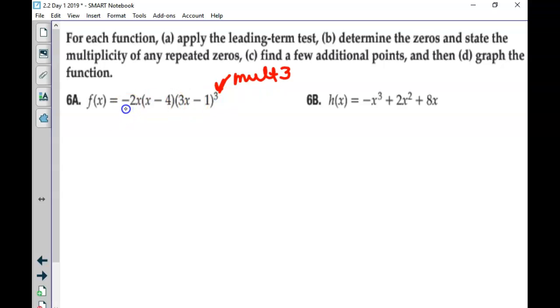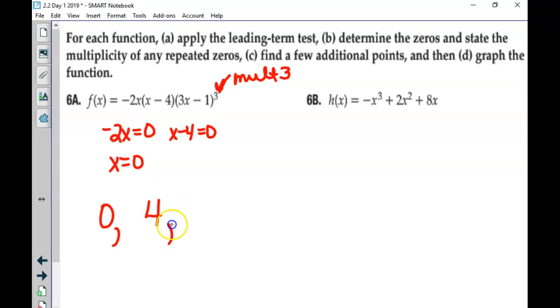Okay, so what are the zeros? Is -2 a 0? No. -2x would equal 0 when x was 0. The -2 is really just a stretch. So 0 is one of the zeros. This guy right here, x minus 4, would mean x equals 4. And 3x minus 1 would equal 0 when x equals what? 1/3. Now, which one of those is repeated? Only the 1/3, and it has a multiplicity of 3.